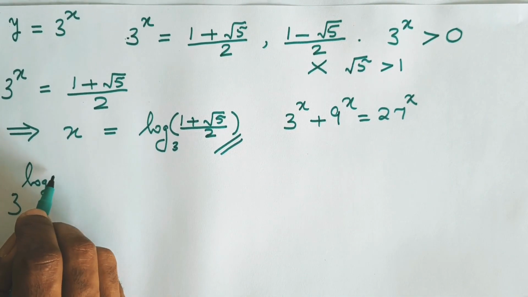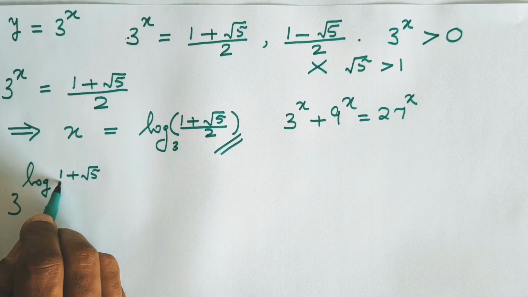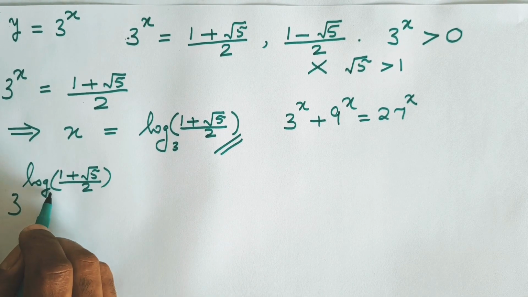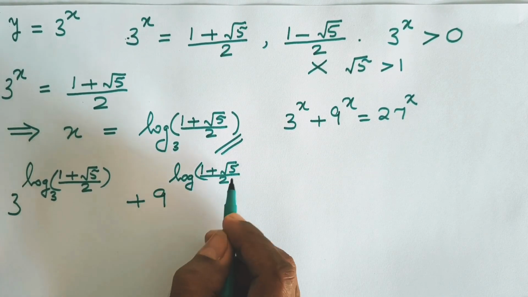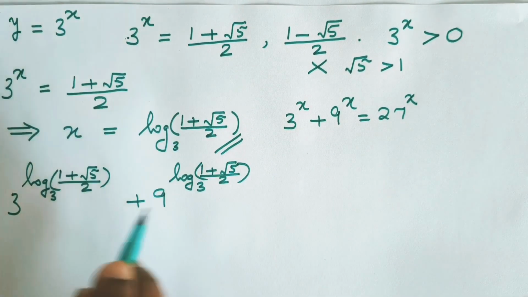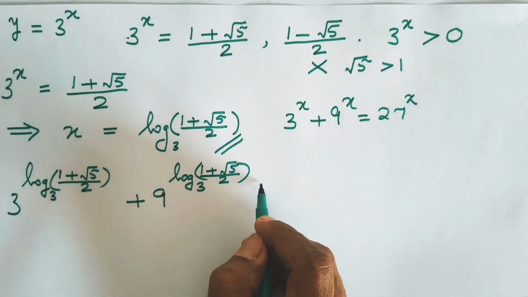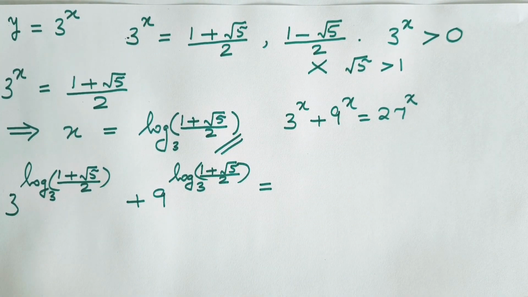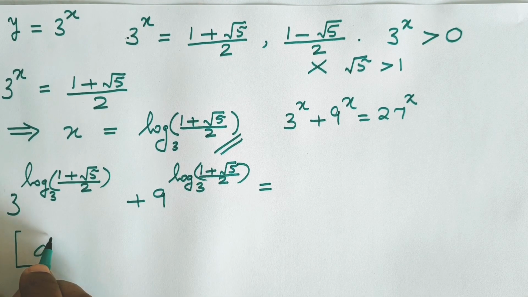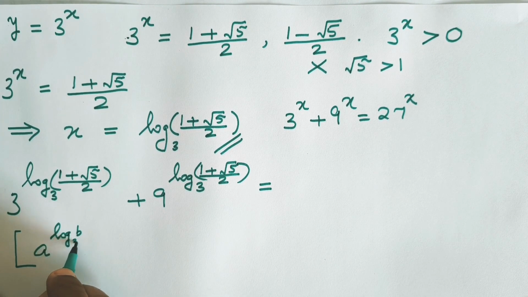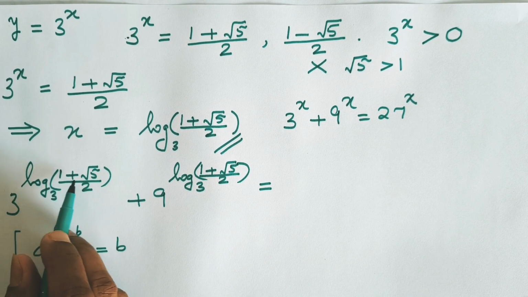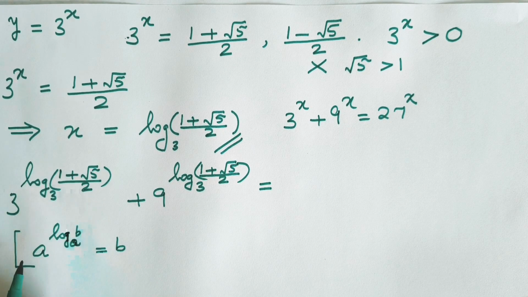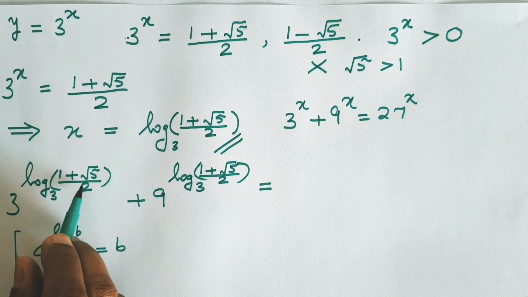3 to the power of log of (1 plus root 5), the whole divided by 2 to the base 3, plus 9 to the power of log of (1 plus root 5) divided by 2 to the base 3. I'm taking the left hand side. Let me simplify the left side separately first. Then we will take the right side and simplify. Here we will use one rule in logarithm: a to the power log b to the base a equal to b. So comparing this to this, instead of b we have (1 plus root 5) divided by 2 and a is 3 and the whole thing is just b.